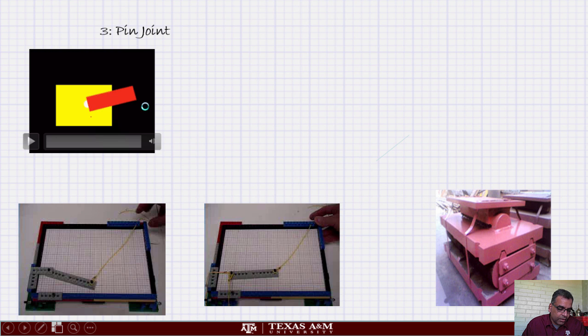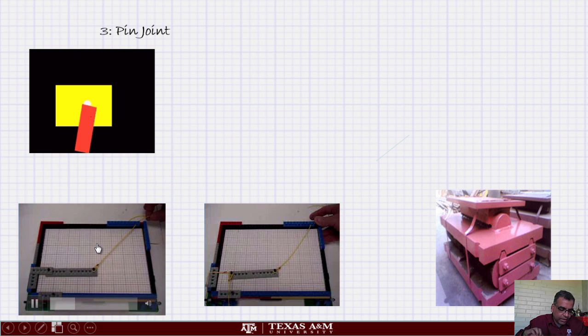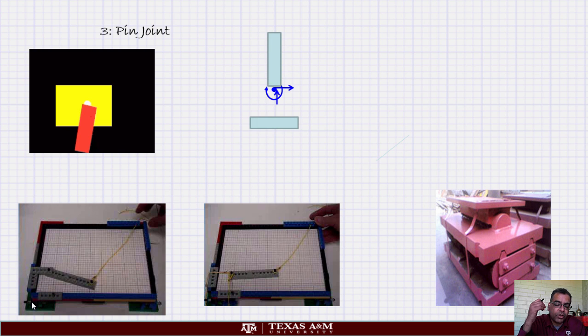Let's go up here. You will see what a pin joint does. It allows free rotation. Can you see that? It allows free rotation. So in fact, you can see that here there's a pin joint up here. There's a pin joint up here, and you can see it allows free rotation. So you can see that? Excellent.